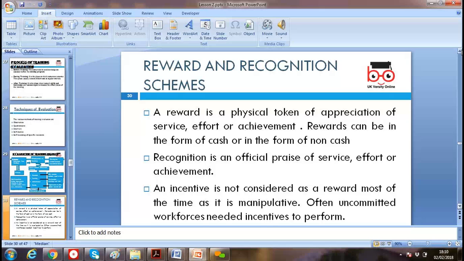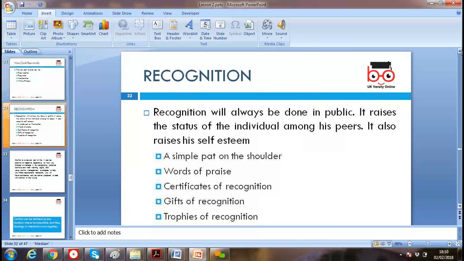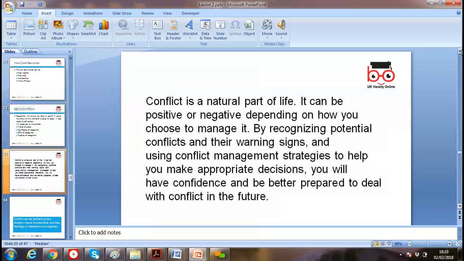Are we sending them away? We send them for holidays, a week. So these we need to look around. Incentives: cash reward, free vacation, free meal, membership. Yes, writing off the loan because you perform better. Recognition could be simple words of praise, certificates, gifts, or trophies.